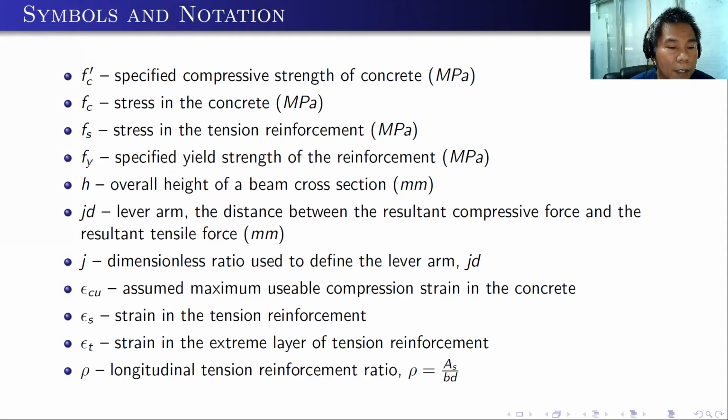And epsilon sub cu is the assumed maximum usable compression strain in the concrete, and epsilon s is the strain in the tension reinforcement, epsilon t is the strain in the extreme layer of tension reinforcement, and rho is the longitudinal tension reinforcement ratio, which is defined as the tension steel As over bd.